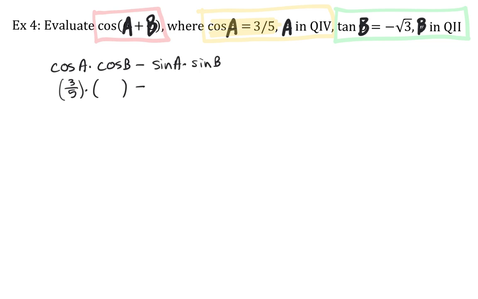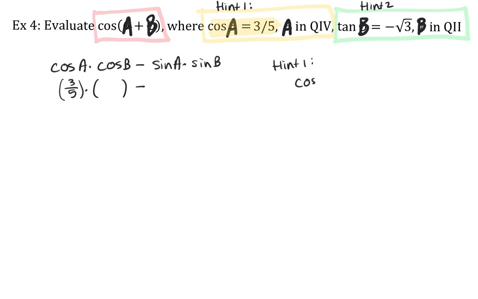So we have a little bit of work to do, and we're going to use these two hints that are given. The first hint is that cosine of A is 3/5 and angle A is in quadrant 4. And the second hint is that tangent of B is negative square root of 3 and angle B is in quadrant 2. All right, let's use the first hint.